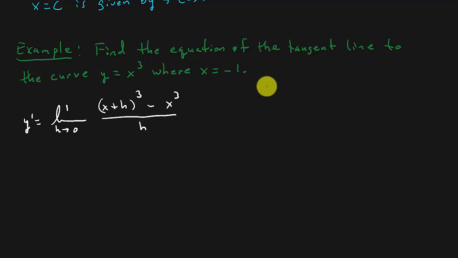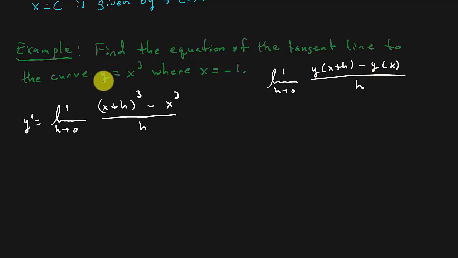Basically we have the limit as h goes to 0 of y of x plus h minus y of x, all divided by h. I know in the formula it has an f, but our function is y. They represent it with a y instead of f of x. So this is your y of x plus h, and this is your y of x. Saying y equals x cubed is the same thing as writing y of x equals x cubed. No different.